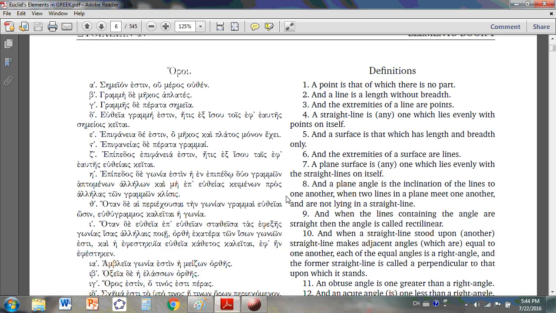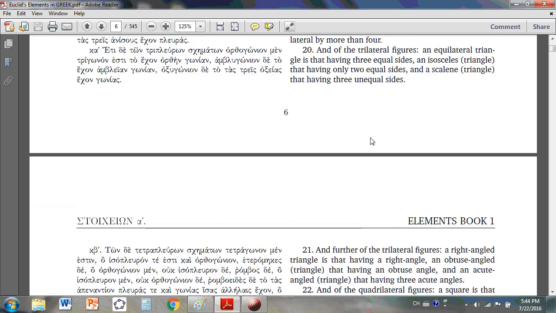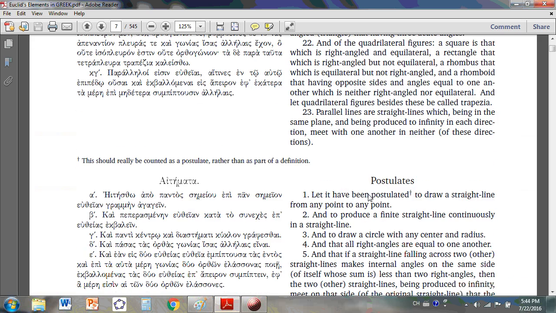So if we go back to the postulates and look again at the very first one, over here it says let it have been postulated to draw a straight line from any point to any point. There's really nothing to prove there anymore, is there? Because we've defined what is a line, and this isn't a postulate. It's just a statement or a claim which was made by Euclid, and it's a very valid claim because of what I've just explained to you.